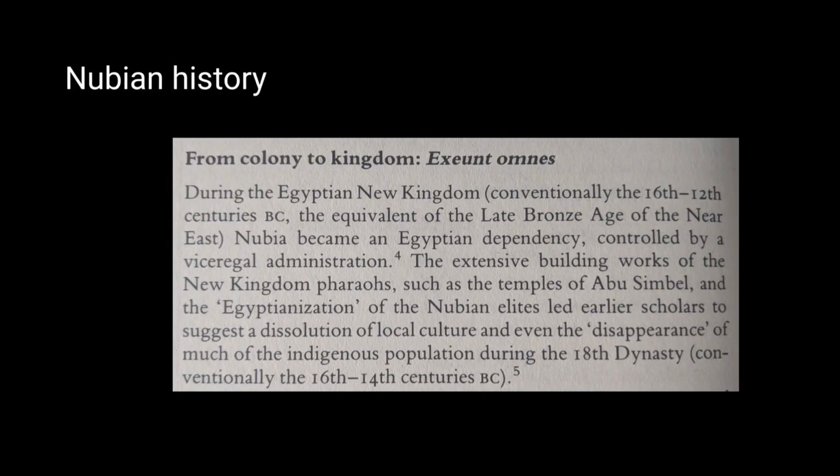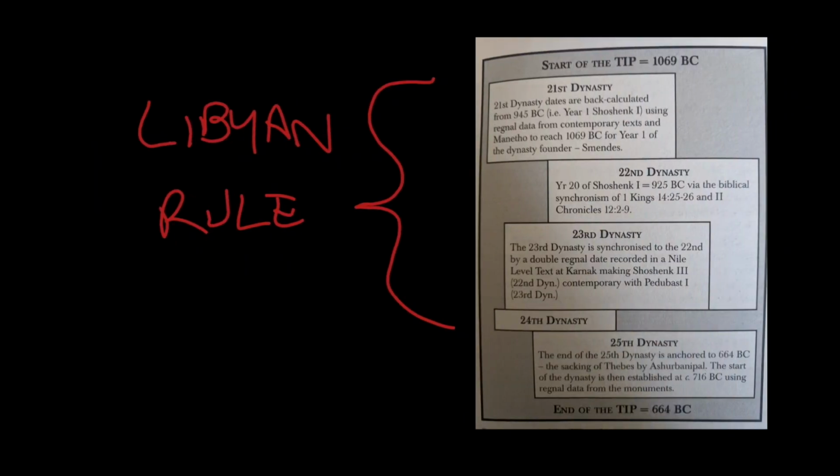During the Egyptian New Kingdom, Nubia became an Egyptian dependency, so that's from the 18th dynasty through to the end of the 20th dynasty. For context, this would be during the Late Bronze Age, at a time I have said would cover the Late Judges period through to the United Monarchy period of Israel. What you need to understand is that the 21st to the 24th dynasties of Egypt were under Libyan rule, and that the 25th dynasty was under Nubian control.